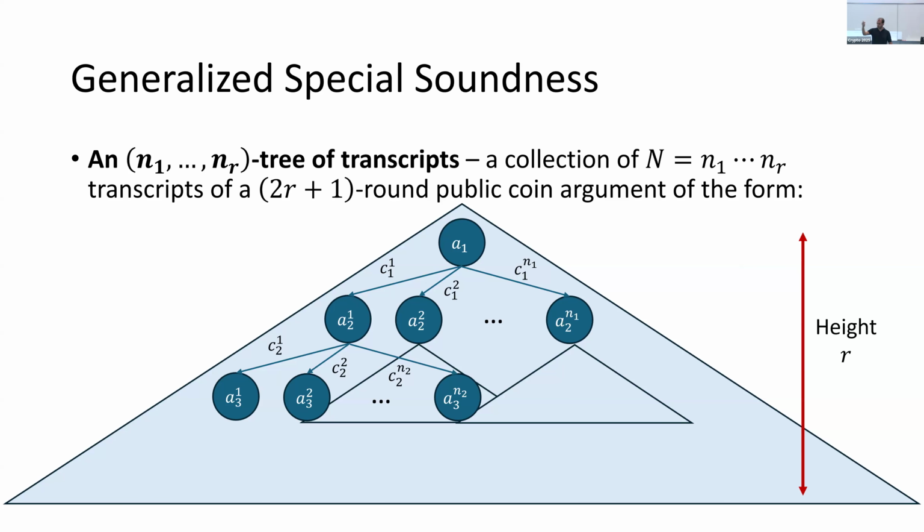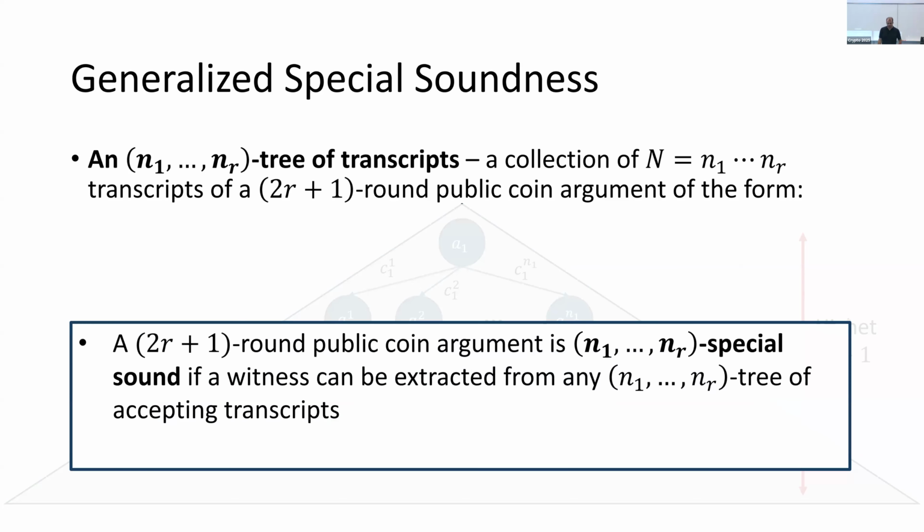Each node corresponds to a prover message. Each edge corresponds to a verifier message, and the neighboring edges are distinct. Special soundness in this case just requires that if I give you such a tree of transcripts that are all accepting, from that you can compute a witness. And in this language, standard special soundness is just 2-special soundness.